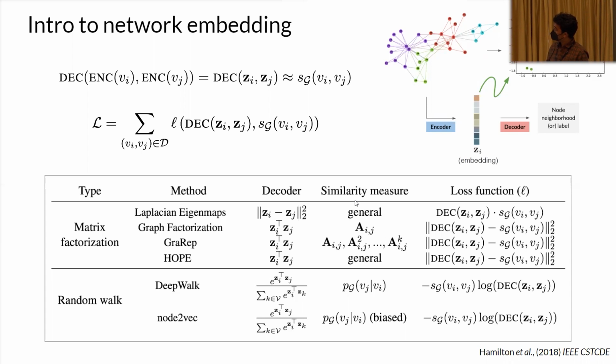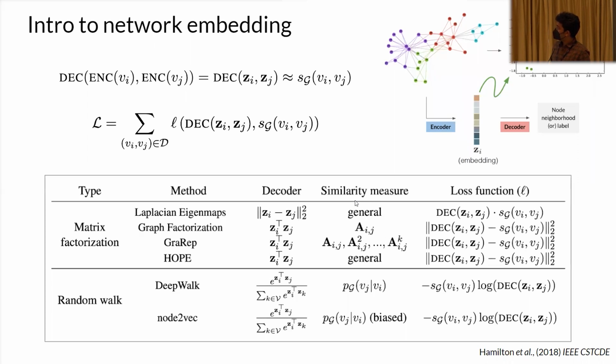How the distance on the original graph is defined, how the decoder is defined, and what the loss function is are the ways in which all these different methods vary. For instance, there is a class of methods called matrix factorization methods. What they essentially do is say that once you have an embedding vector for a pair of nodes, you can combine them in two ways: maybe do a dot product or calculate a Euclidean norm.